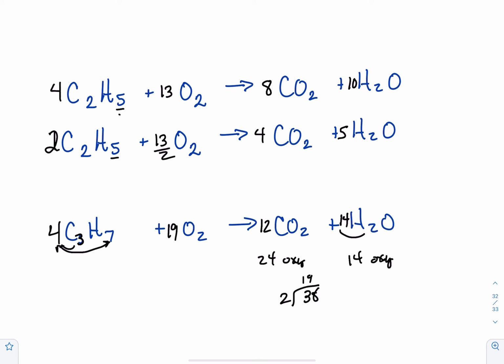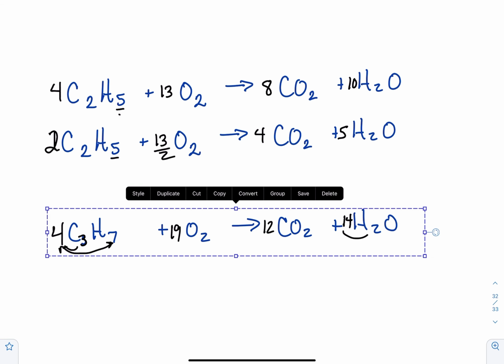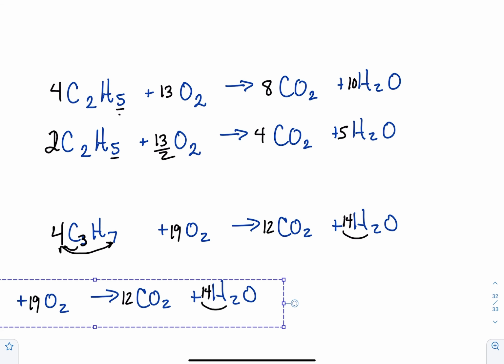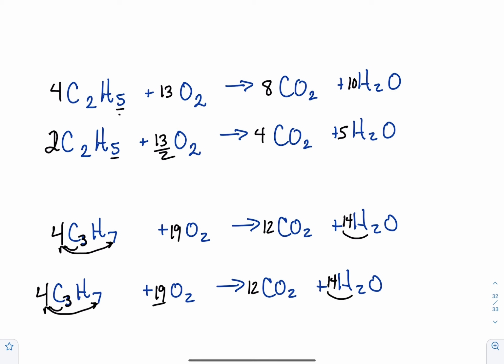So 19 oxygens. And like I said before, you may see an answer choice that's all halvesies. It's a 19 divided by 2. That's actually a 6. That's a 7. And then that's a 2.